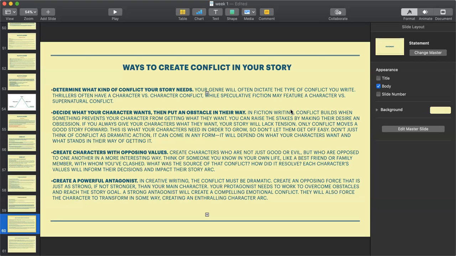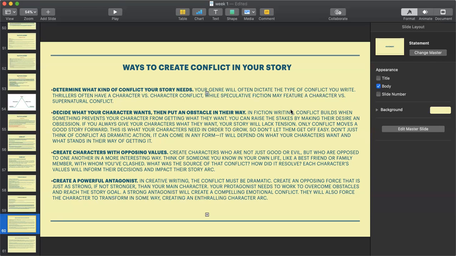So think of someone in your life, like a best friend or family member, with whom you have clashed. Maybe you have a best friend, you guys are extremely good friends, very close friends, but still you don't always agree with each other. Your choices are different, right? So even though you are good friends, still you sometimes fight or quarrel with each other because you have something very opposite to each other, right? So you can give those kinds of conflict in a story.